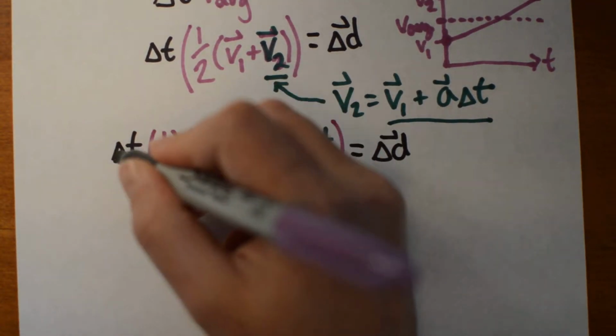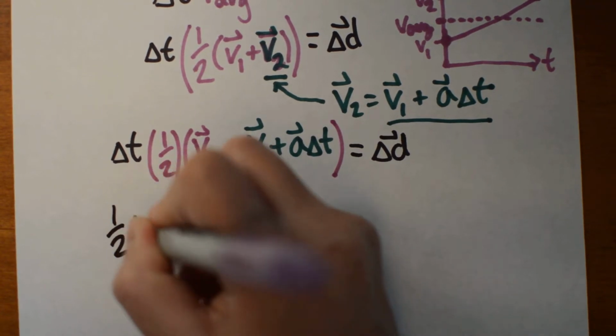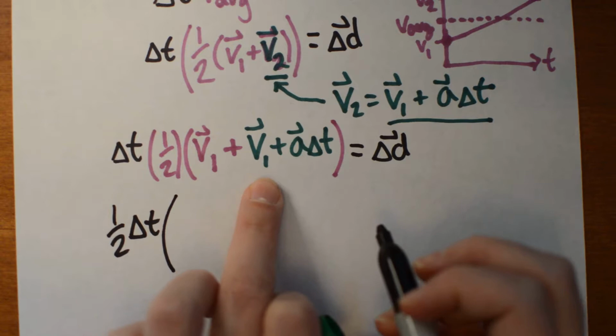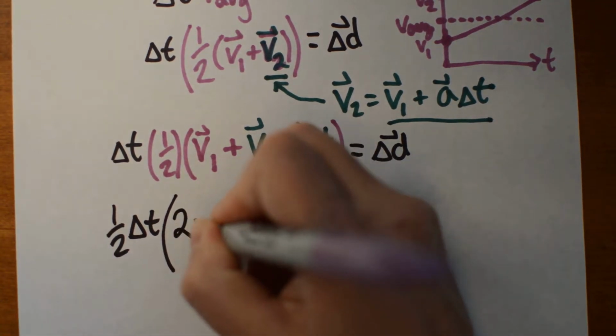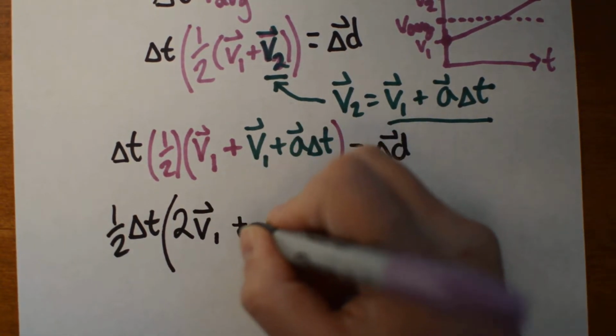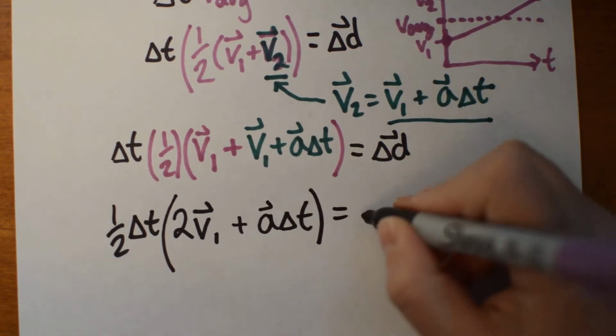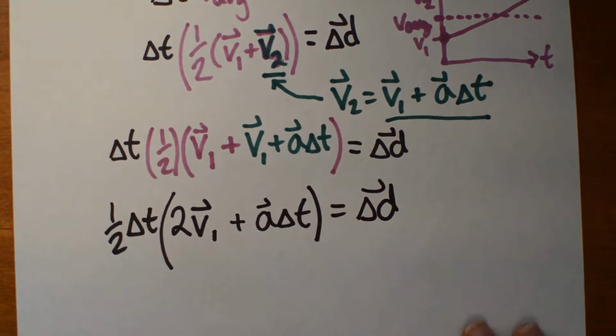So out front I have a half delta t. I'll just write that in a nicer order. It looks prettier like that. And then in my brackets I have v1 plus v1. That's 2v1, right? And then I have the a delta t. And all of that equals delta d over here.